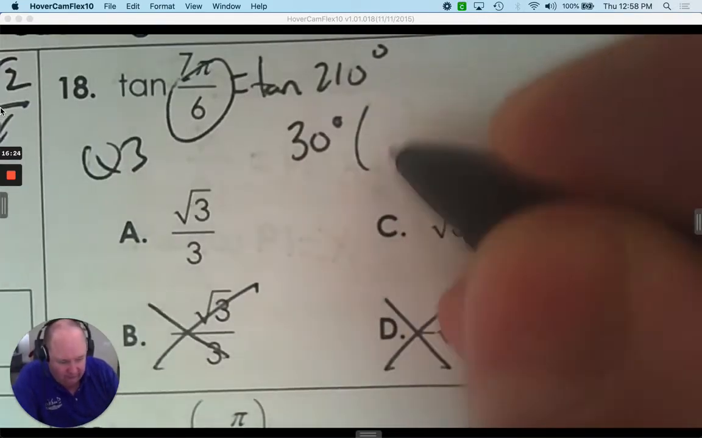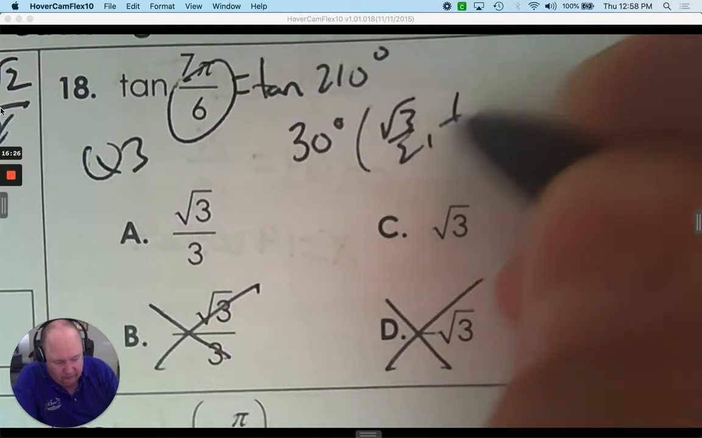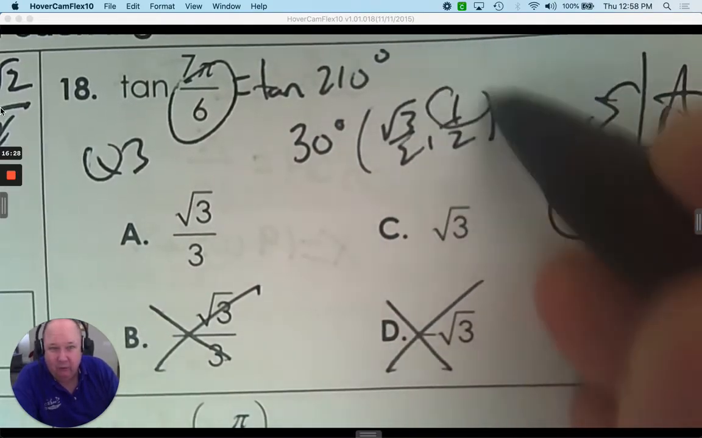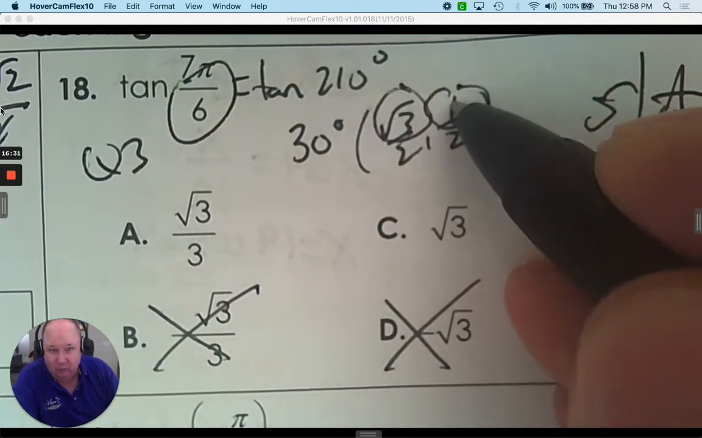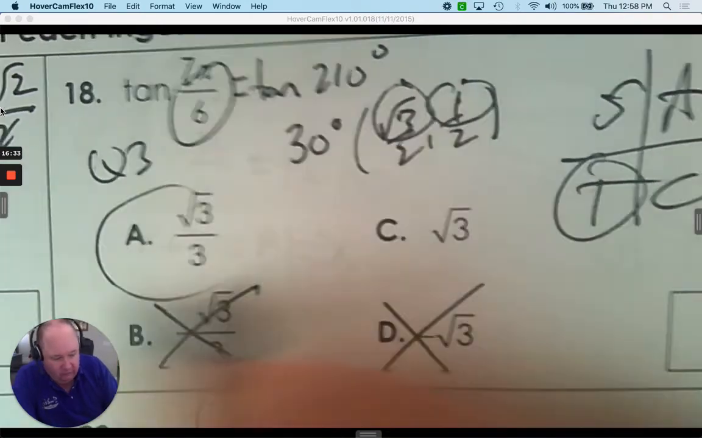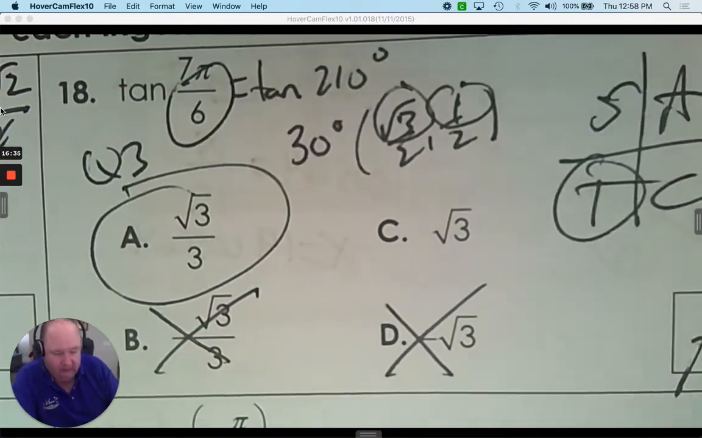For 30 degrees, it's root 3 over 2 and 1/2. If I go y over x, that's 1 over root 3. This is what it would look like if you rationalize the denominator.